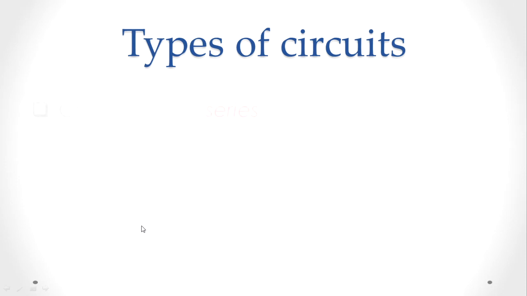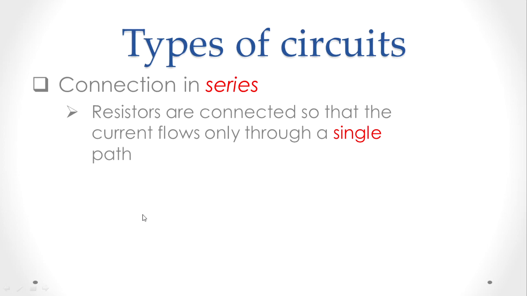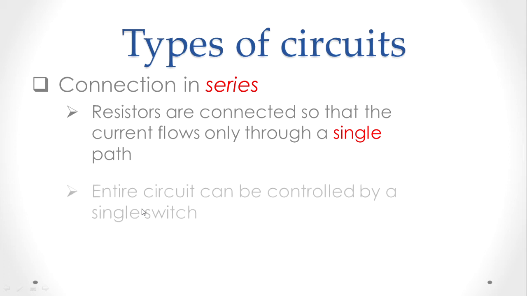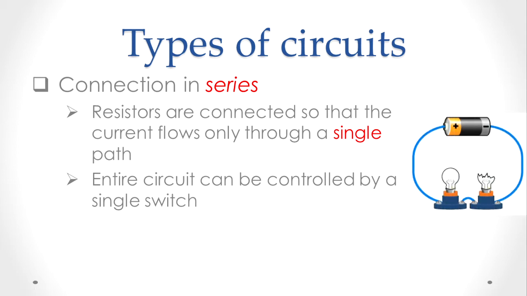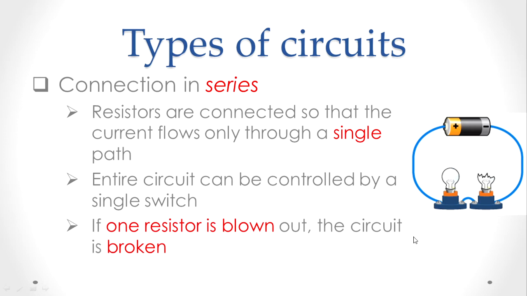Then with regards to these types of circuits, a series connection has resistors that are connected so that current flows only through a single path, like we just saw in that previous diagram, and the entire circuit can be controlled by a single switch. This also means that if one of the resistors had to malfunction, had to break or blow, then the entire circuit will experience no current flowing through it because the circuit is broken.